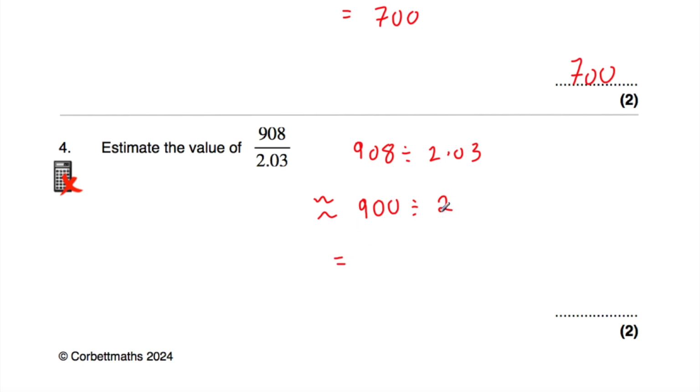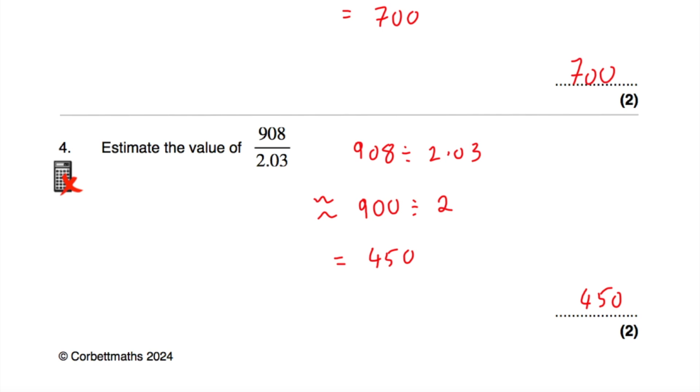And 900 divided by 2, half of 900 is 450. So our estimate for the value of 908 divided by 2.03 would be 450. And that's it. And let's just check that. If we do 908 divided by 2.03, that's equal to 447.29 and so on. So 447.29, that's pretty close to 450.